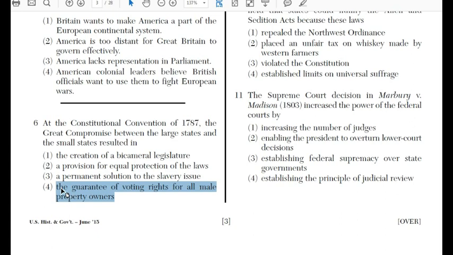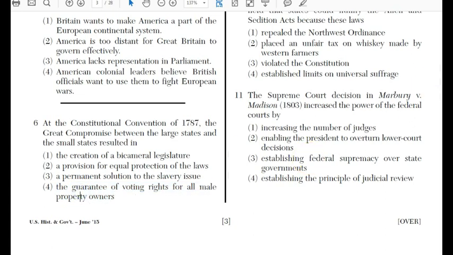Some states had property requirements. You had to own so much land or you had to have so much money. Other states didn't. And over time, in the early 1800s, they all did away with them piece by piece, so that by the time of the Civil War, all adult white males could vote. After the Civil War, all adult males, black and white, theoretically could vote, although we remember the Jim Crow laws that prevented blacks from really doing that. And then it wasn't until 1920 that women got the right to vote with the 19th Amendment.